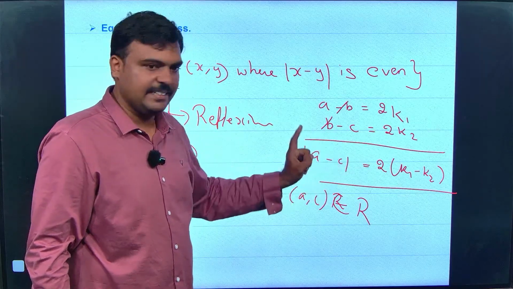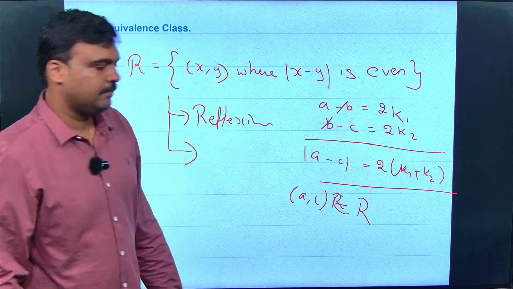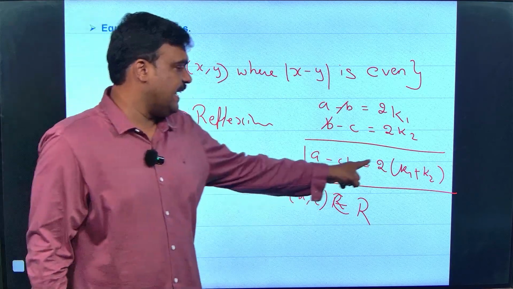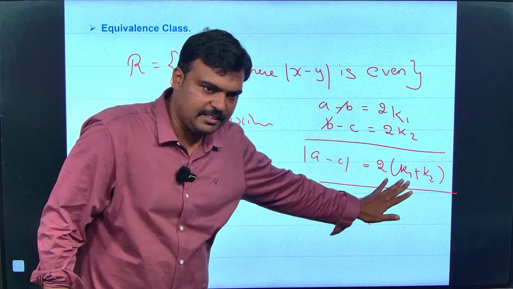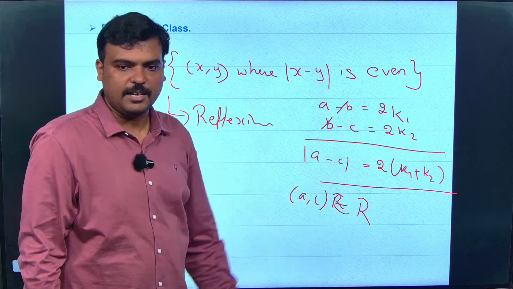I am subtracting. Oh, I added. Okay, correct. So a minus c results in what? Even number. So since it is an even number, a comma c also belongs to R.